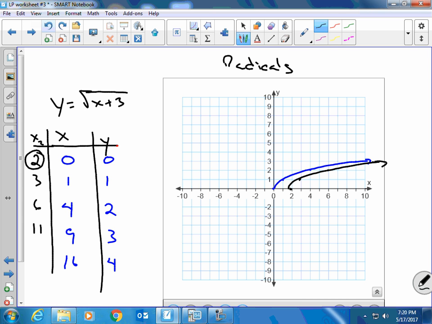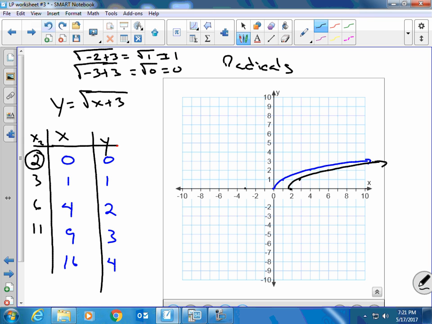Well, using the same logic, I should start at a negative 3. Do I? When I plug a negative 3 in, negative 3 plus 3 is 0, and the square root of 0 is equal to 0. So I should plug in what next? I need to plug in something that's 3 less than 1. So how about a negative 2 plus 3 is equal to 1, and the square root of 1 is equal to 1. And we can follow that all the way down.